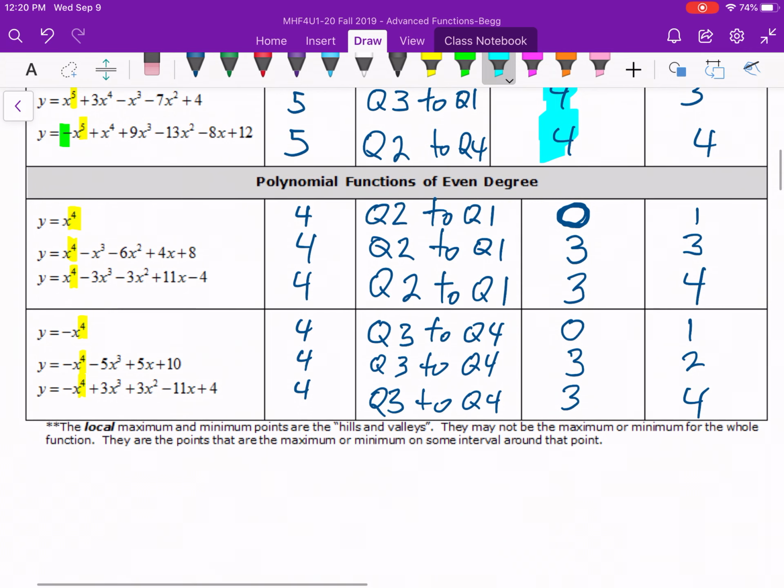So what you need to do now is type in these equations to see what's going on for the even degree functions, and then you can look to see why I've got it filled in, or compare it to what I've got filled in here, so that you can see that it does indeed match.